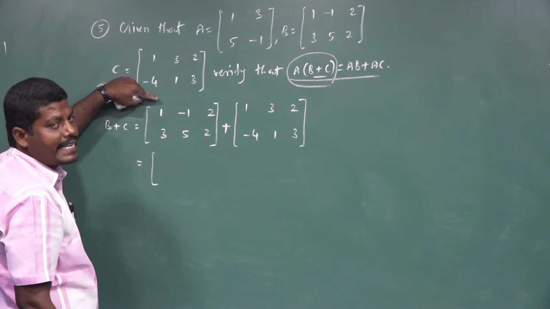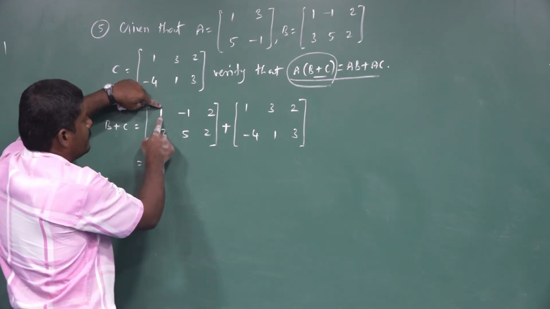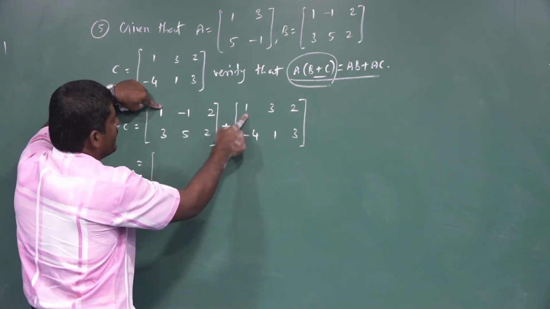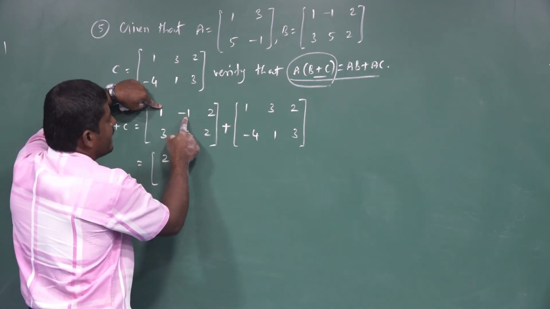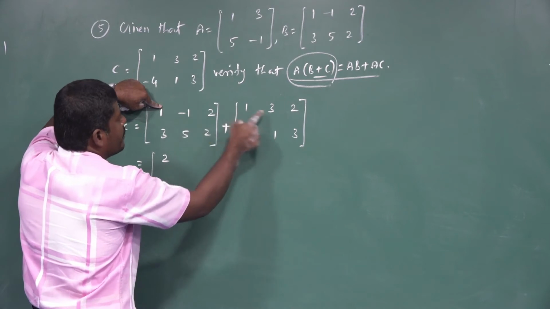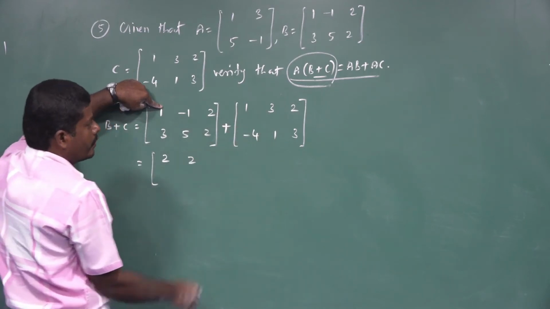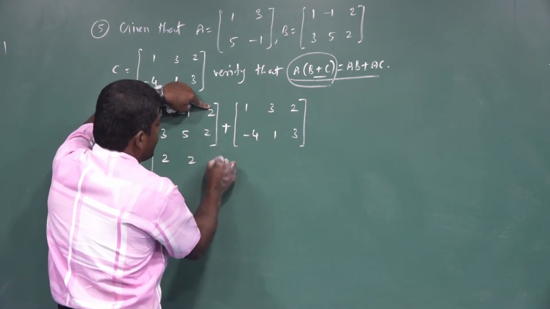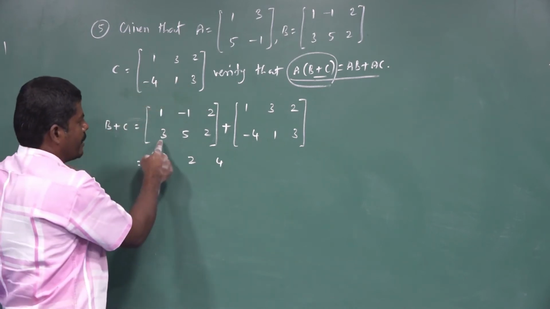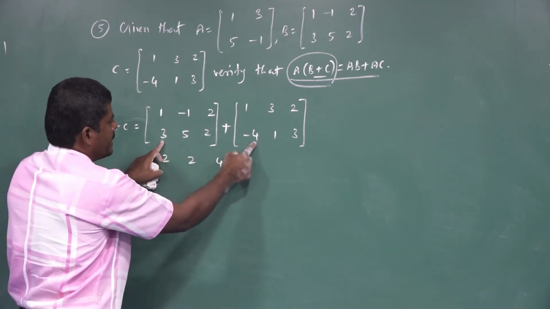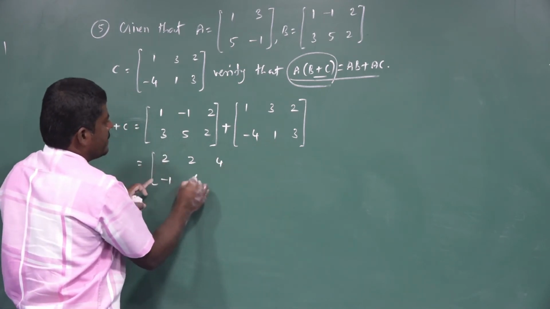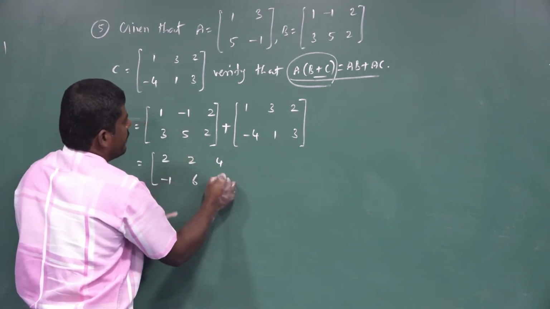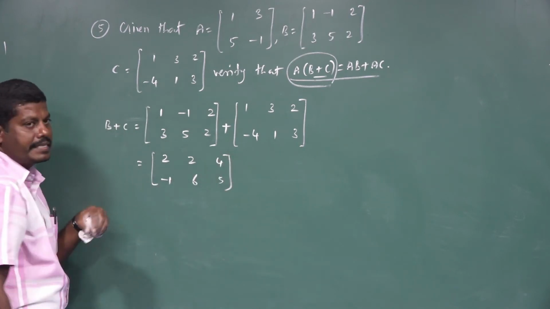So add corresponding elements now. 1, corresponding element of 1 is 1, so 1 plus 1, 2. Here, minus 1, corresponding element of minus 1 is 3, so minus 1 plus 3, 2. Here, 2 plus 2 is 4. Next we come to the second row. 3 minus 4, minus 1. 5 plus 1, 6. 2 plus 3, 5. This is B plus C.